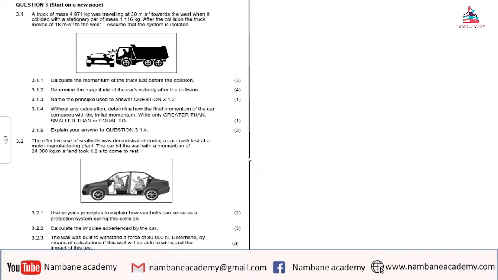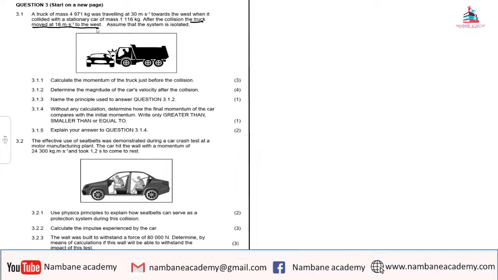A truck of mass 4971 kg was traveling at 30 meters per second towards the east when it collided with a stationary car of mass 1116 kg, and after the collision the truck moved to the west with 18 meters per second.